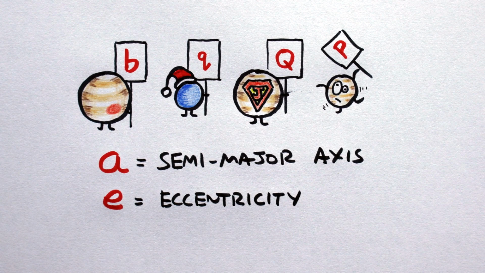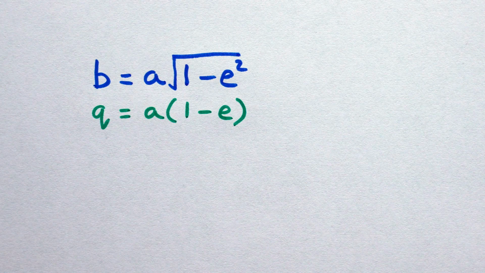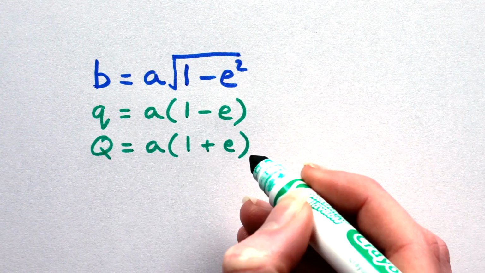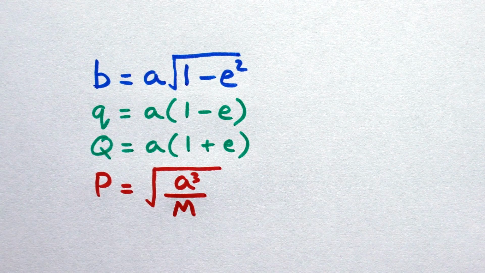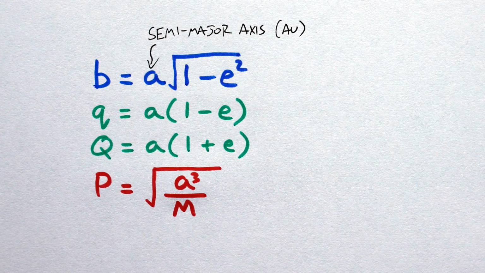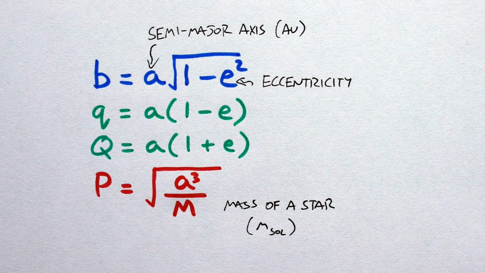But just to recap, the equations from the last video were: the semi-minor axis is given by b is equal to a times the square root of 1 minus e squared. Periapsis is given by a multiplied by 1 minus e, apoapsis is given by a multiplied by 1 plus e, and orbital period is given by p is equal to the square root of a cubed divided by m. In all cases, a is the semi-major axis in AU, e is the eccentricity, and m is the mass of your planet's star in solar masses.